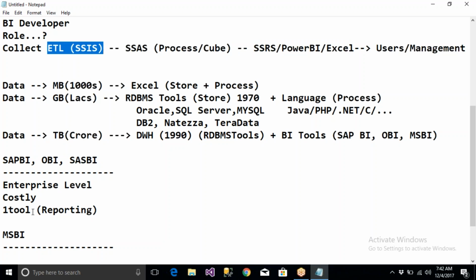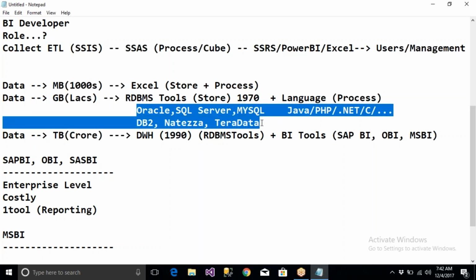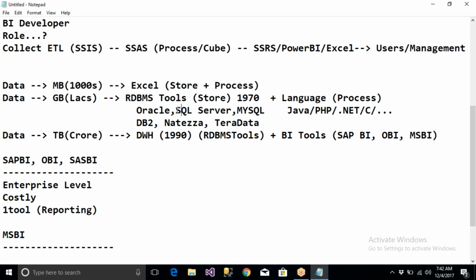SQL means, I'm not talking about SQL Server. I'm talking about the SQL language, structured query language, because all these tools have a language called SQL. The SQL language was developed in the 1970s by IBM. Many people think SQL and SQL Server are the same. No, they are not. SQL is a language given by IBM in order to store data inside Oracle, inside SQL Server.